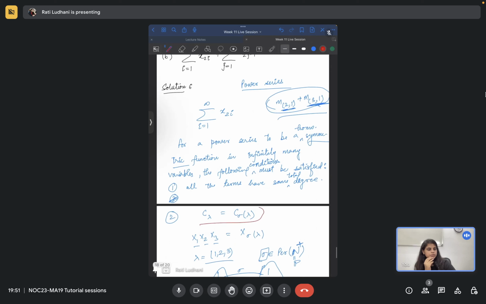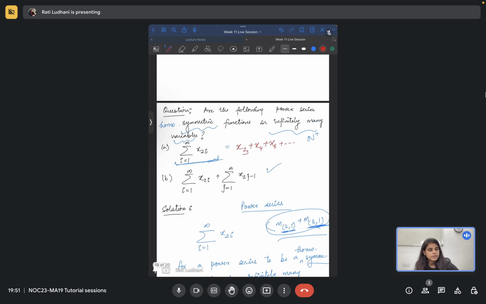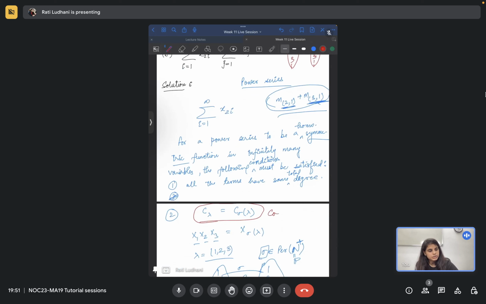The condition says c lambda should be the same as c of sigma lambda. If you consider a permutation from n plus to n plus, then 2 can go somewhere, for example 2 can go to 1. We don't care where 1 goes or where 3 goes, but where 2 goes matters. If 2 goes to 1, then the condition says the coefficients c of the corresponding lambda must agree.